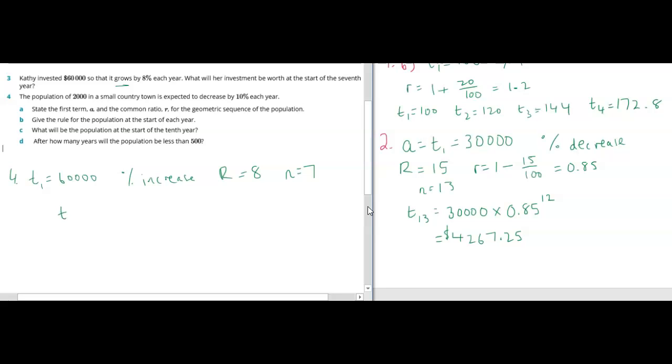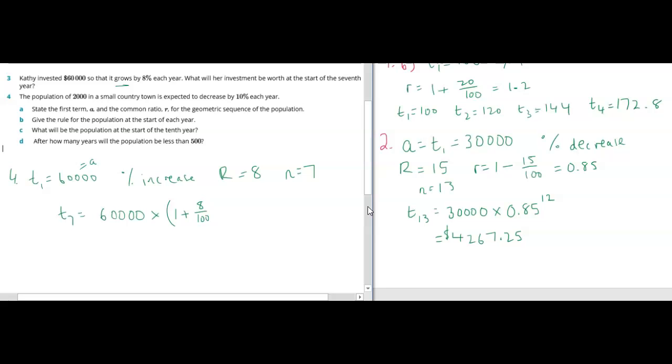Okay, so T7, just putting everything into our rule. So that's your value of A. I didn't write it here. So A is also 60,000 times R. Now, you can write it in. So 1 plus, because it's a percentage increase.